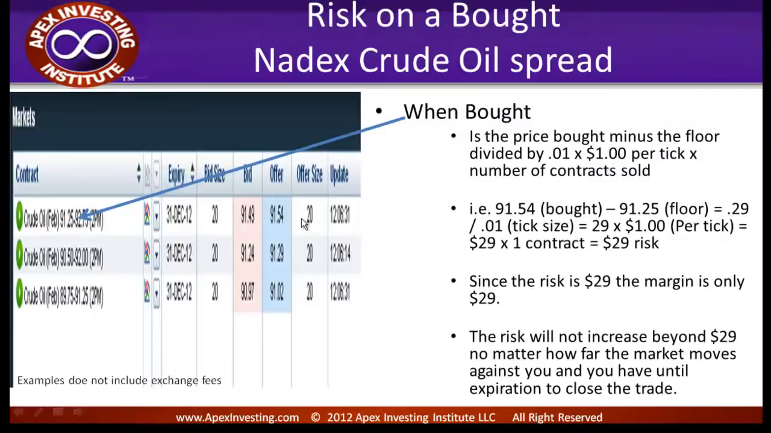So in this instance, if we bought it for $91.54 and we subtract the floor of $91.25, we get 0.29. Well, if it's ticking in 0.01, that means that's 29 ticks. Every tick is $1. So our risk is $29 times one contract, or $29 total risk. Since the risk is $29, the margin is only $29. The risk will not increase beyond $29 no matter how far the market moves against you, and you have until expiration to close the trade for it to actually move in your direction.